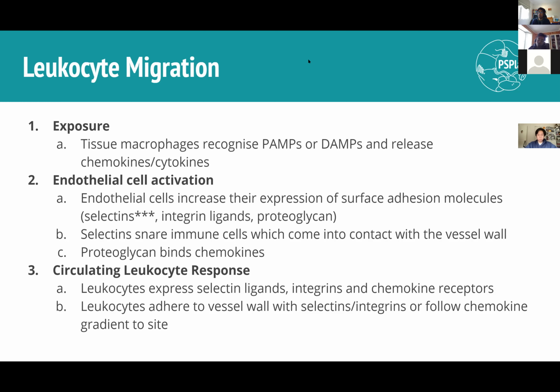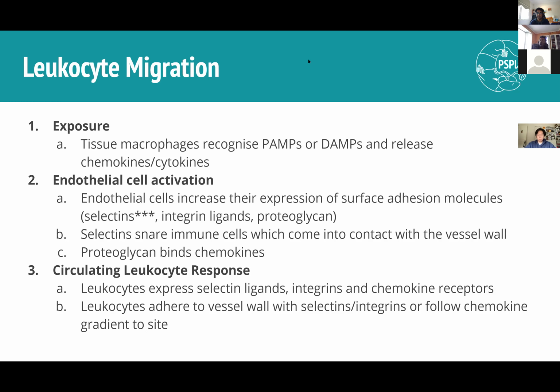So the first step of this is that your macrophages in your tissues recognize those counter-DAMPs. Again, those are major markers of pathogenic activity, and they release chemokines or cytokines, so cellular signals. So then your endothelial cells, if you remember, your blood vessel epithelial cells, are going to increase their expression of certain molecules. Those include selectins, integrin ligands, and proteoglycan.